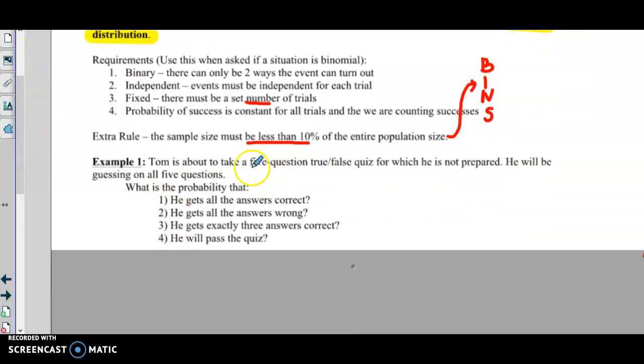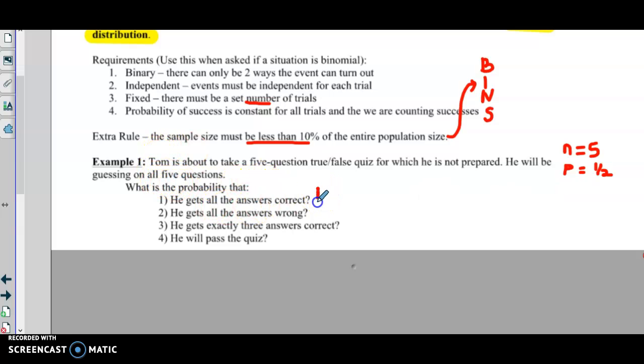So Tom is about to take a 5-question true or false test. So what that means for us is n is 5. There's 5 questions. And the probability of success, if it's true or false, that probability is 1/2 or 0.5, whatever you prefer. So I got n and p already. He'll be guessing. That's why my probability is 1/2. He's guessing. He has no skill here. And he's going to guess on all 5 questions.